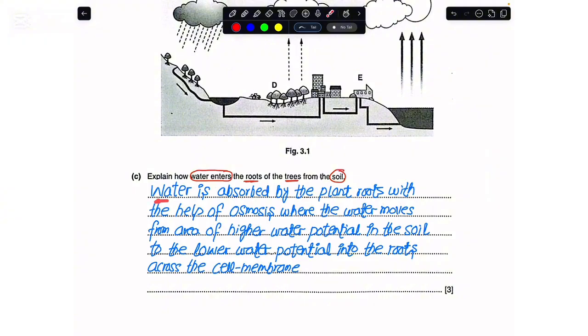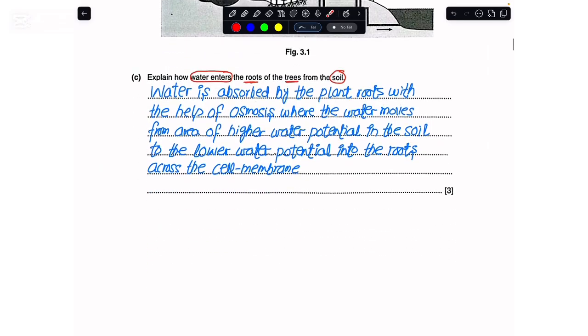and we know very well that the water would be absorbed by the plant roots with the help of the phenomenon which is osmosis, and by that the water molecules would move from an area of higher water potential that lies in the soil to an area of lower water potential that exists within the root, and in doing so the water molecules would be crossing the cell surface membranes.